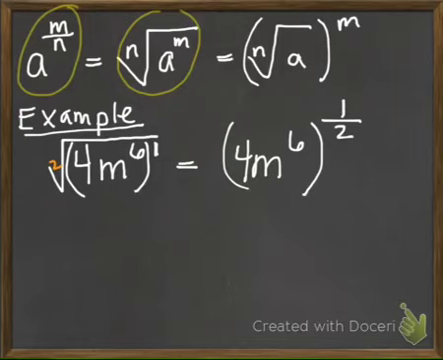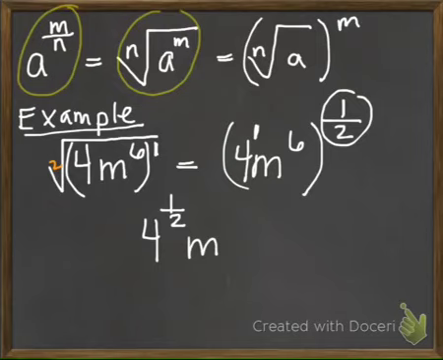So the next thing that we're going to do is use our rules of exponents, our power rule, and we have to multiply this exponent on the outside times the exponent on the inside. Before I get started, I'm going to write the exponent for my 4. My 4 is being raised to the 1 power. So now we can go ahead and multiply. 1 times 1/2 is 1/2, so I have 4 to the 1/2. 6 times 1/2 is 3, so I have m to the 3, excuse me.